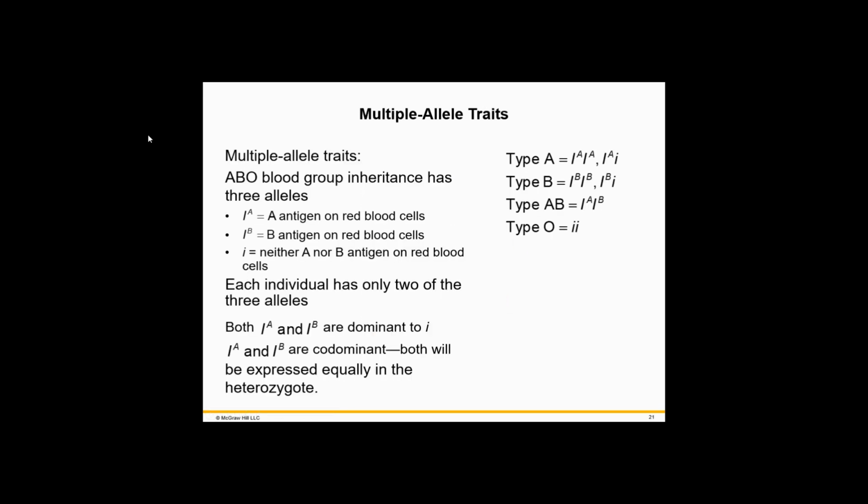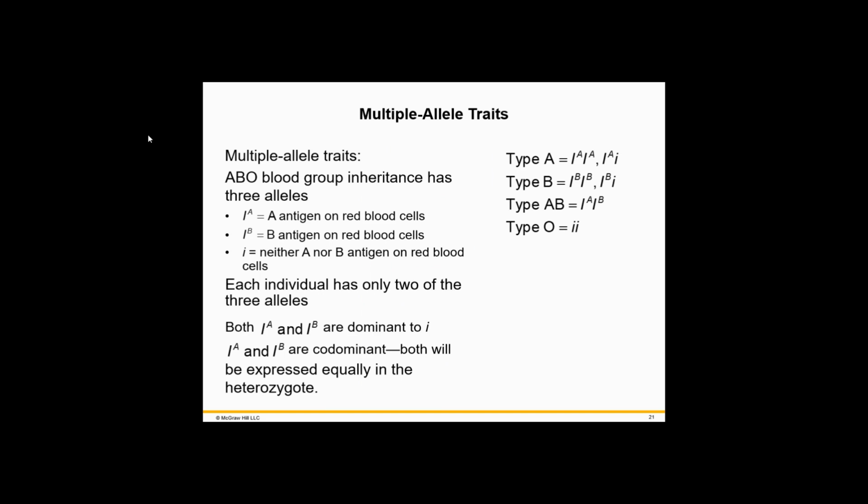Our ABO blood typing has 3 different alleles. If you have type A blood, you have an A antigen on your red blood cell. Note how it's represented here with a capital I and a capital A. If you have a B blood type, that means you have a B antigen on your red blood cell. If you are neither, that means you're a type O, and so it would be represented here with 2 lowercase i's, would be type O.